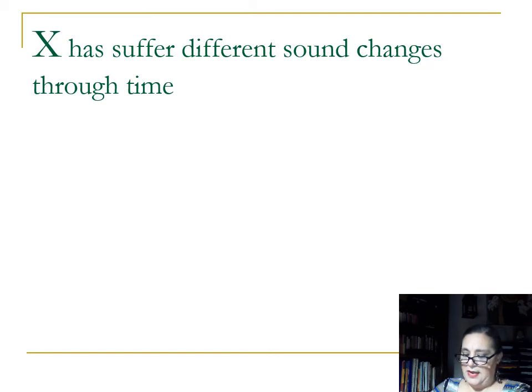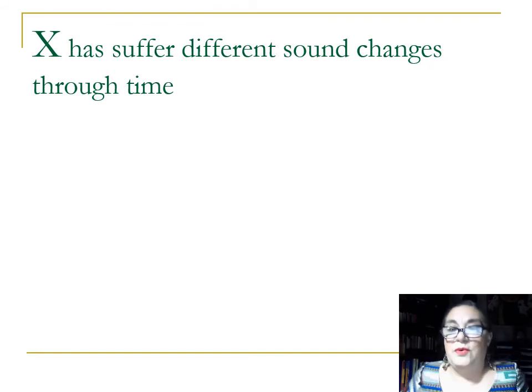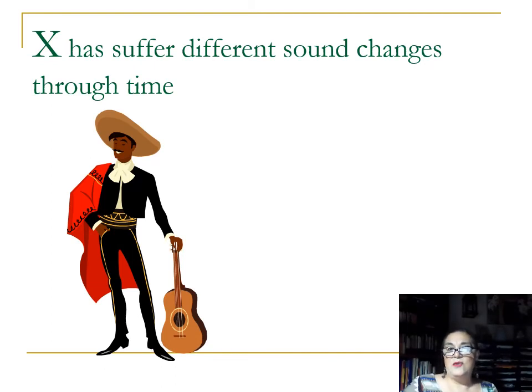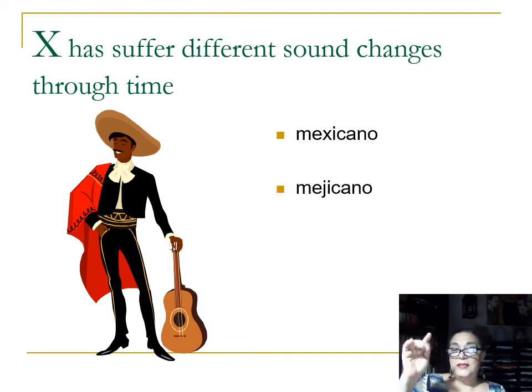I always say to my students that X is a special consonant because X has suffered changes through time. One of the changes is that nowadays when we say Mexican, we say Mexicano, like Mexico. That's why I didn't pronounce it in my previous slide. Mexico is like a J, no? Also, when we say the adjective Mexicano, he's a Mexican, Mexicano with a J. But with time, we have noticed that before it was Mexicano. In the colonial days, instead of an X, they put a J. So it was pronounced Mexicano with a J.